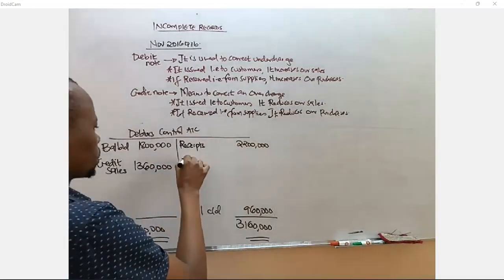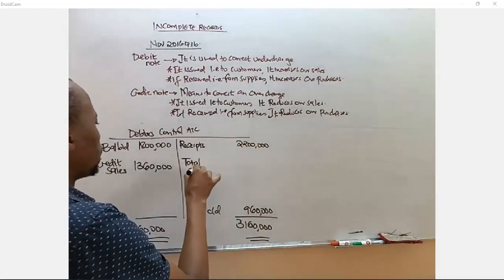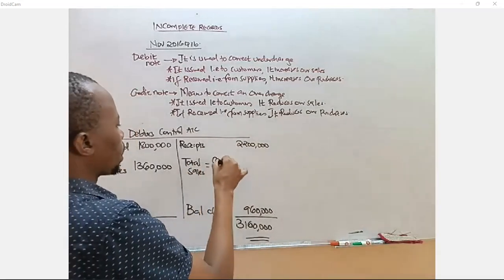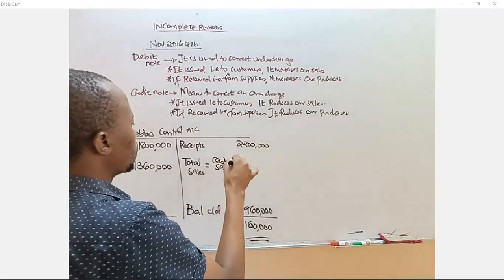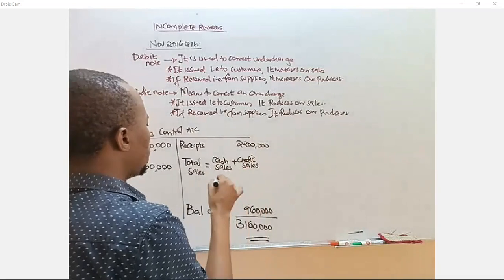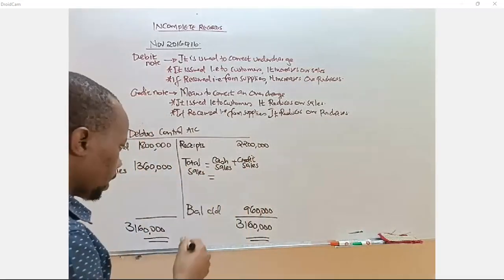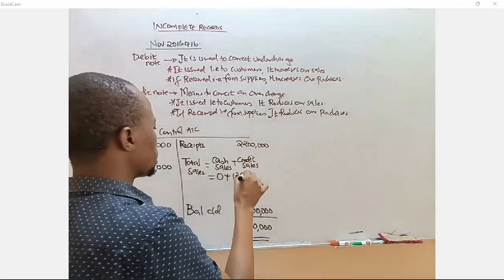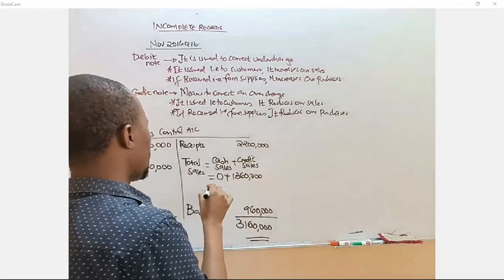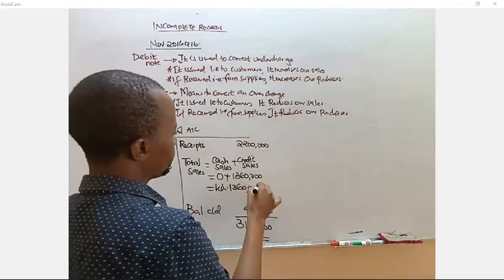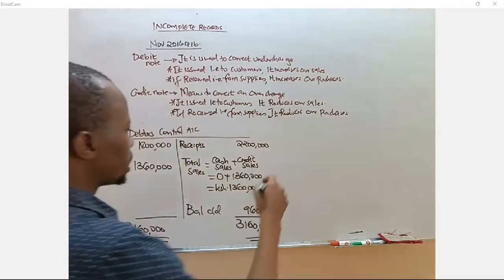Now for total sales, take cash sales plus credit sales. My cash sales is not provided in the question, so it is 0 plus credit sales of 1,360,000. So my total sales is 1,360,000. Now, let us look at the creditors control account.